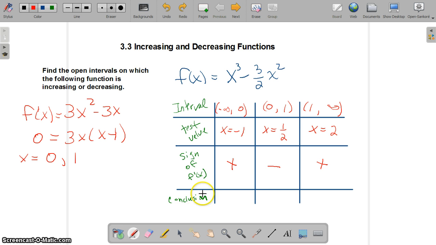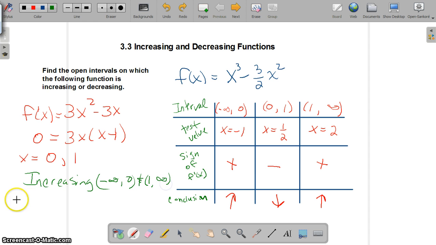So our conclusion is we are going to be increasing in this interval, we are decreasing in this interval, and we are increasing in this interval. So this function is increasing between negative infinity and 0, and also increasing between 1 and infinity, and it is decreasing between 0 and 1.